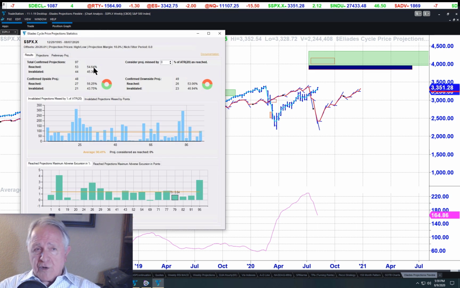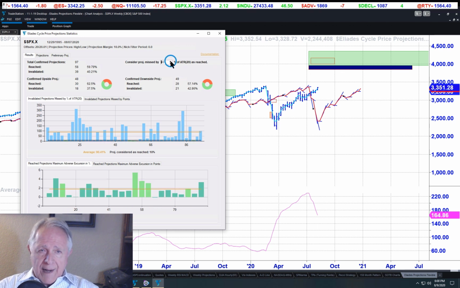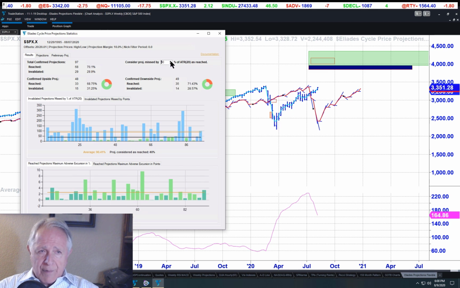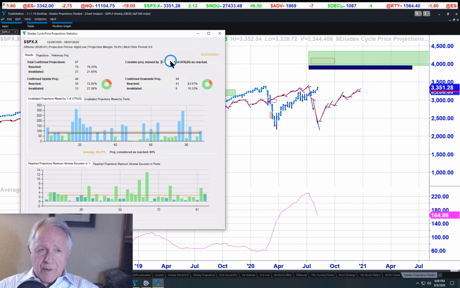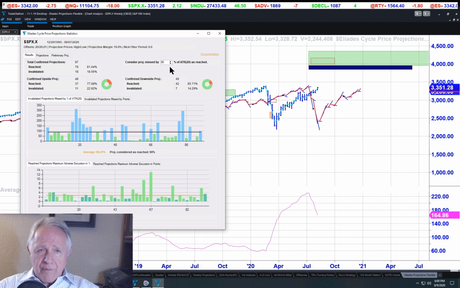So that's a pretty low statistic, 54.6. You say, big deal, that's a 50-50 shot. But we can play around with percent of ATR and bring the projection down lower so you won't expect as much. And look what happens. We showed you this the other day, I believe. If we go up to 90% of ATR, it brings it all the way up to 81% of projections met.